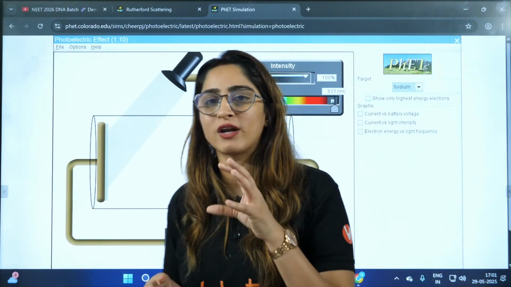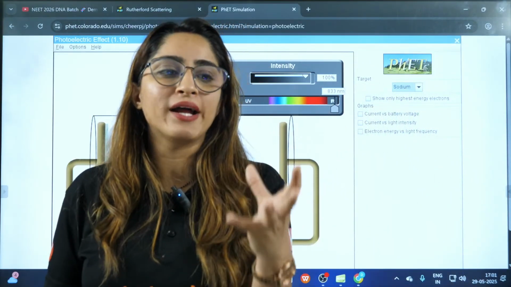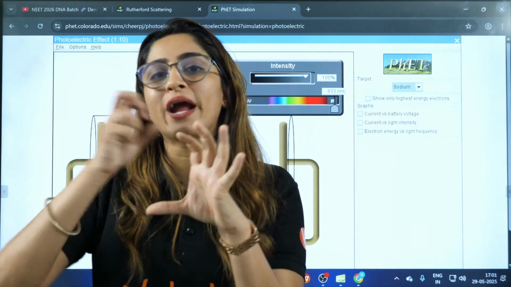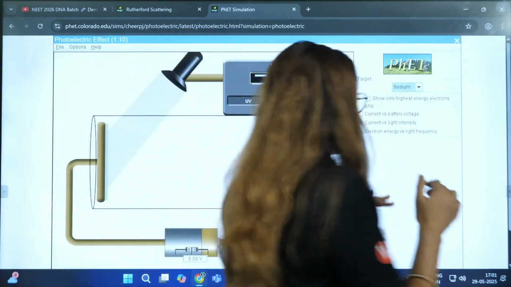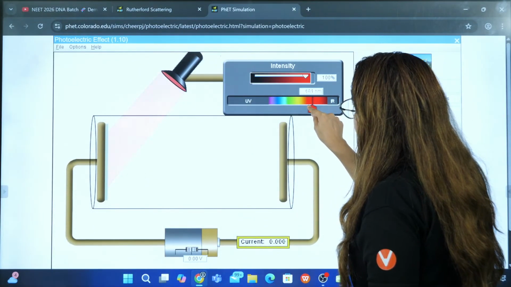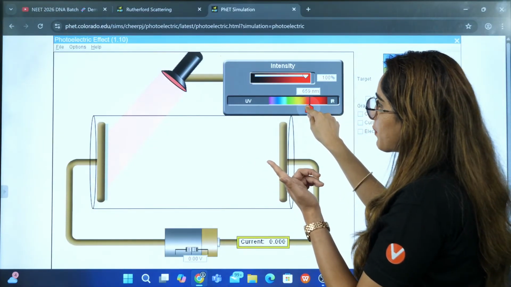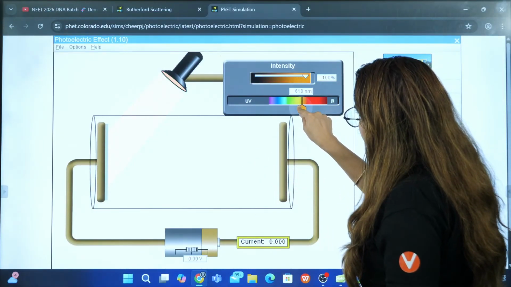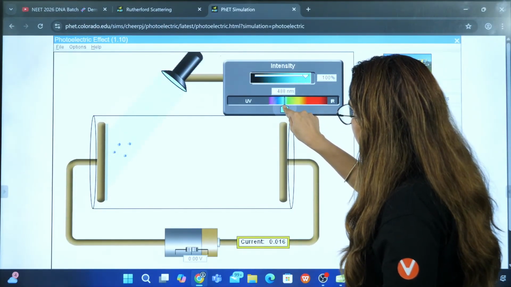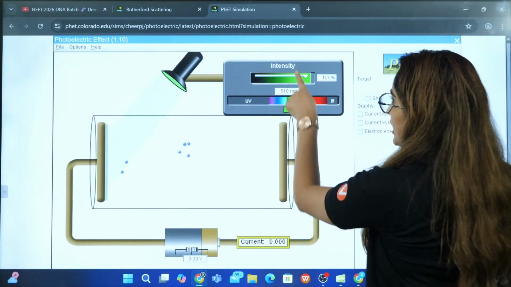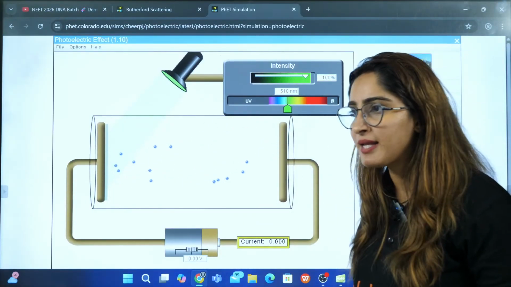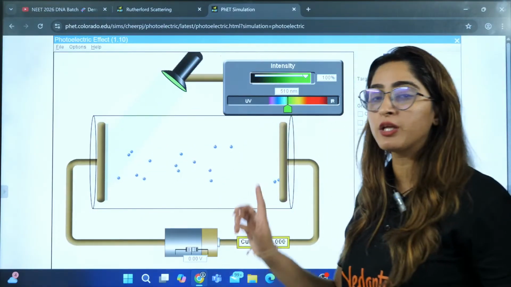We know that for the incident light, they require the minimum work function to get the electron out, right? Let's see what that minimum work function is. Let's increase the frequency. Wavelength is decreasing, that means frequency is increasing. Still no electron. Here, can you see? At this point, when you have green, the electrons are coming out, right?